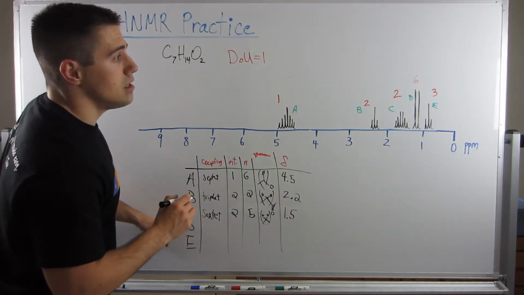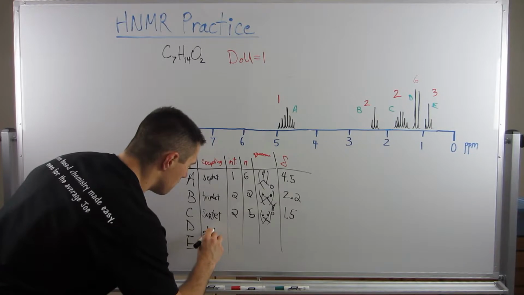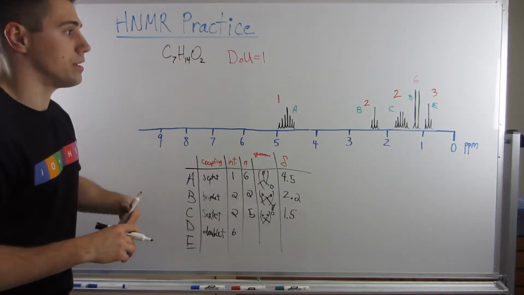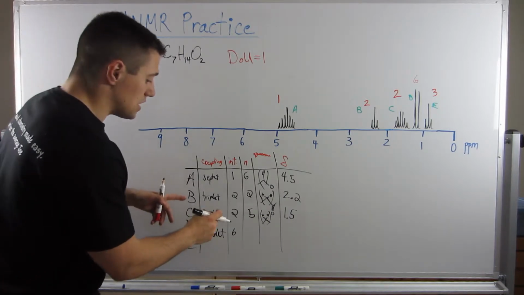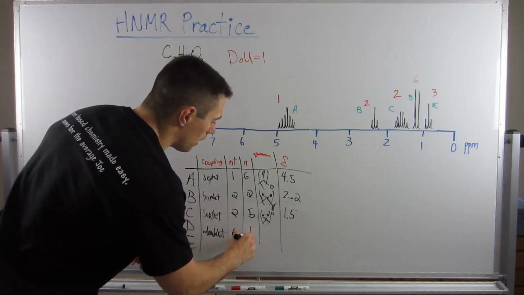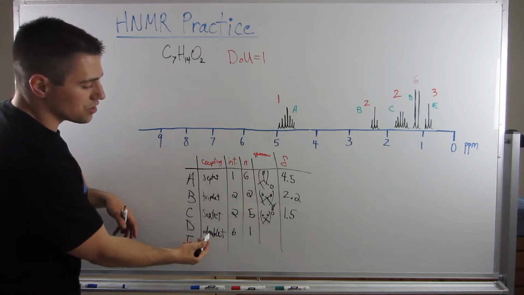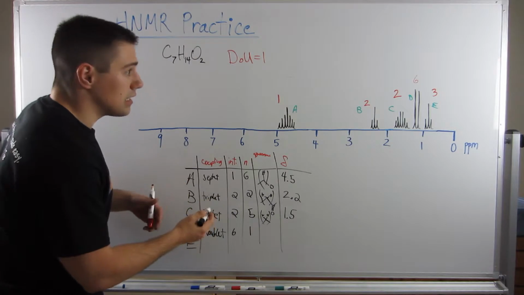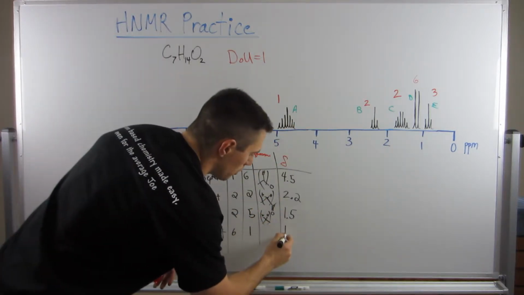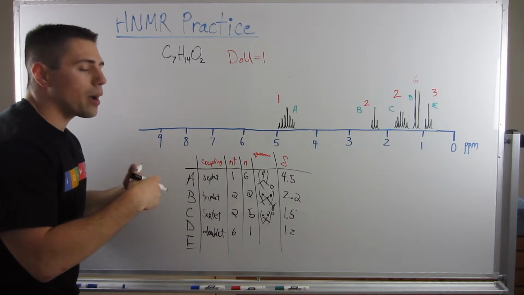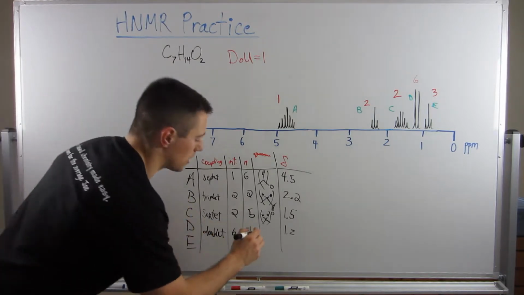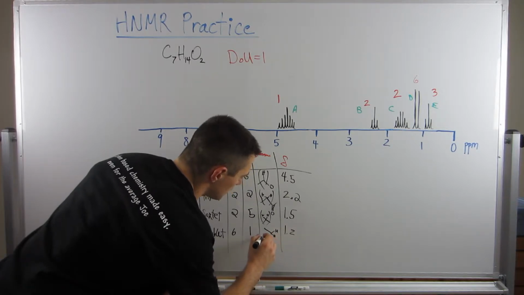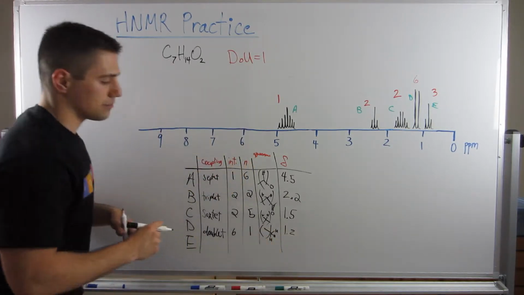Okay, D. D is a doublet, and it has an integration of 6. So this is going to probably apply to more than 1 carbon. And since it's a doublet, that means we have 1 neighbor, right? Because n plus 1 needs to be 2 for the doublet, which means n is 1. And if you think about it, right, it's very close to 1. It's like a 1.2. This is probably just 2 methyl groups, terminal methyl groups, right? So I'm going to guess by saying it looks a little bit like that right there.